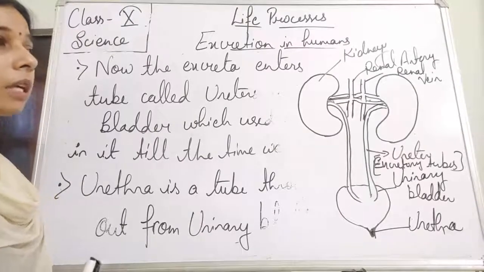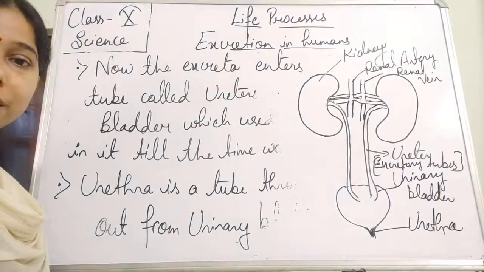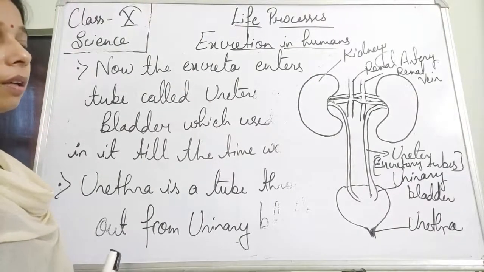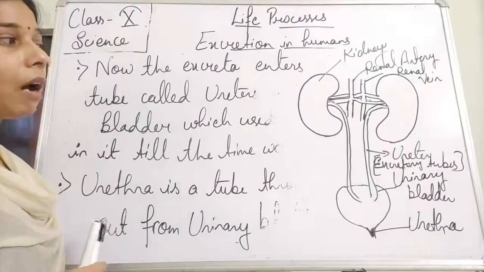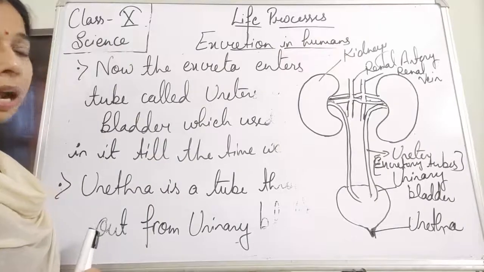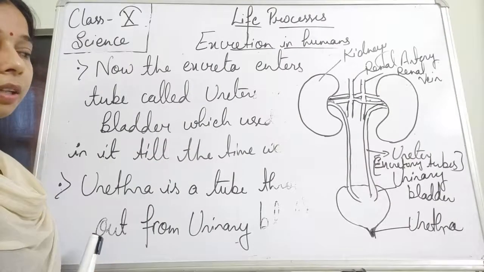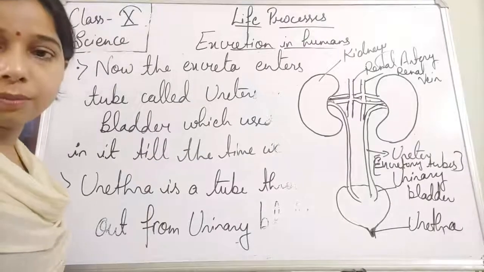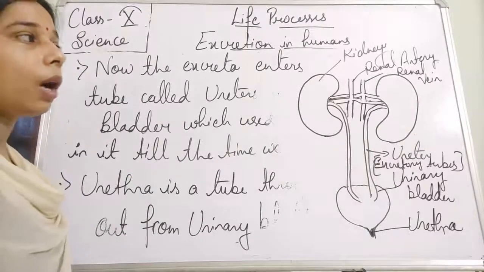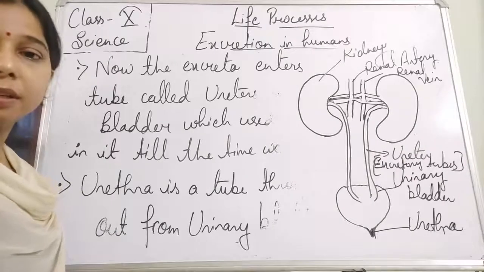So our first cleaning of the blood happens, students. When the blood gets cleaned, this blood reaches the renal vein, but the waste material from the kidney enters the ureter and finally enters the urinary bladder. Then we will try to understand how the filtration happens in the kidney.